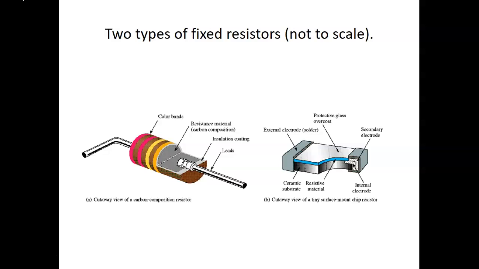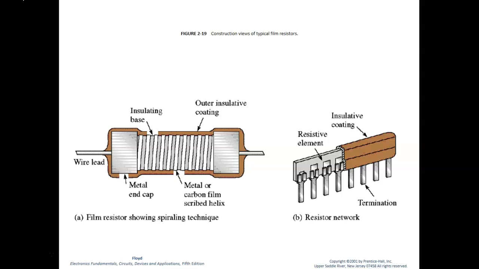The other one you have is a surface mount chip. Again, it's got its resistance material here. It's got ceramic. Most of the time you have these things that are just too small to see, but you solder them to the board and they do what they need to do.